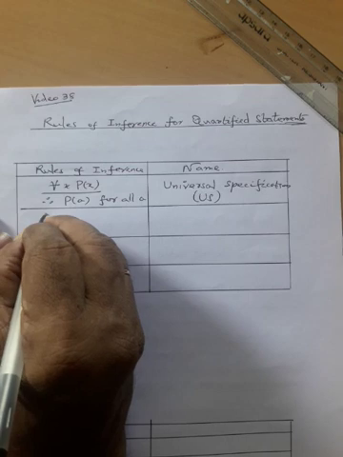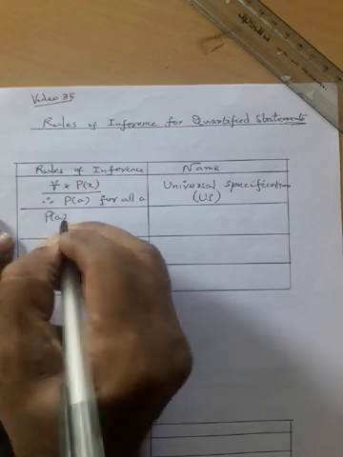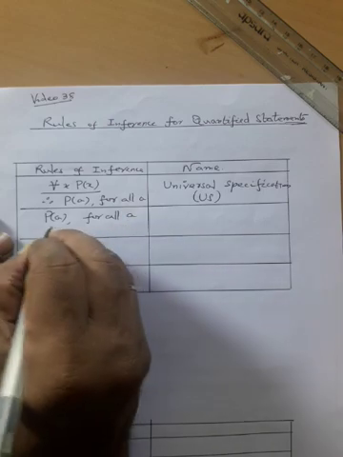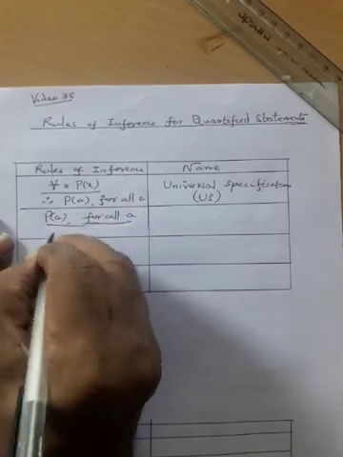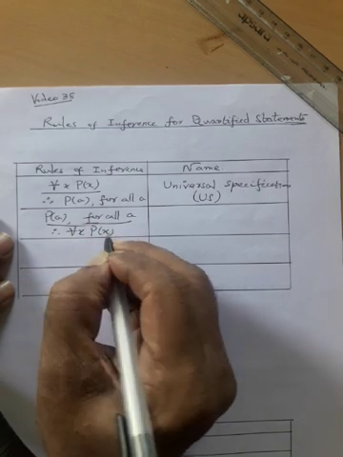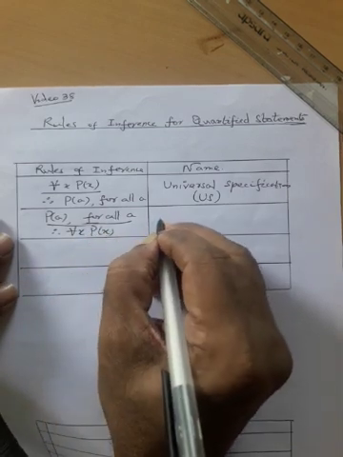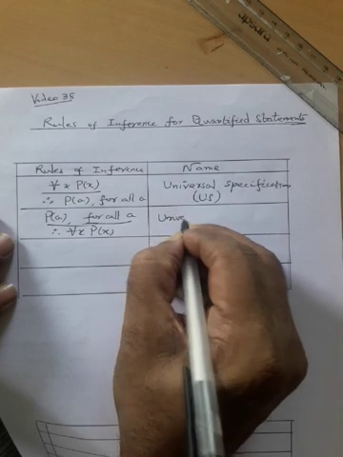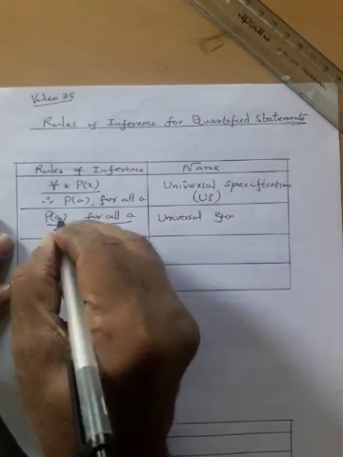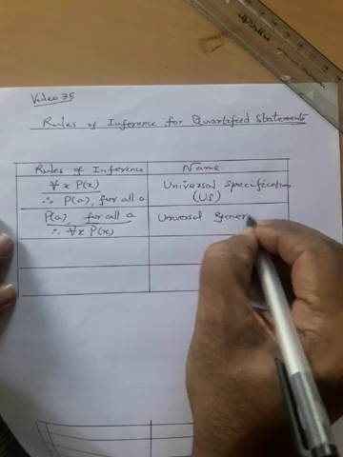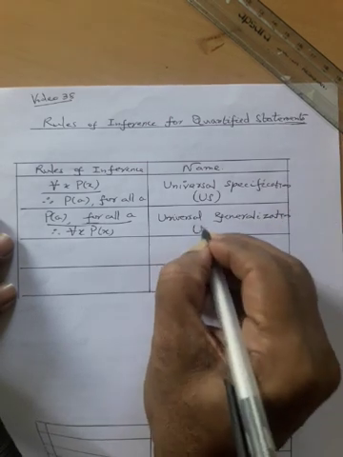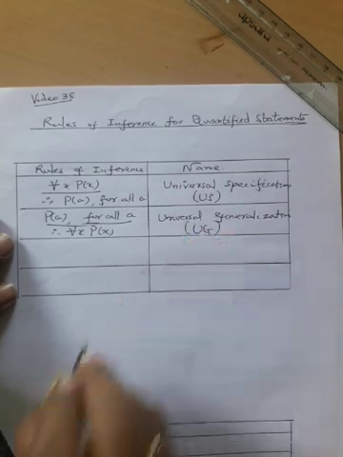Conversely, if we have P of a for all a, then the conclusion is, therefore, for every x P of x. This is what is called universal generalization. From a we go to x. Generalization, which is UG.